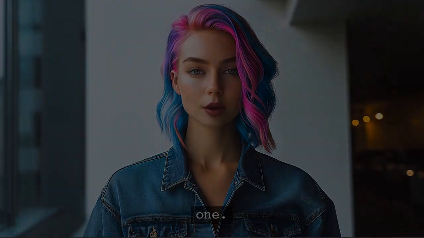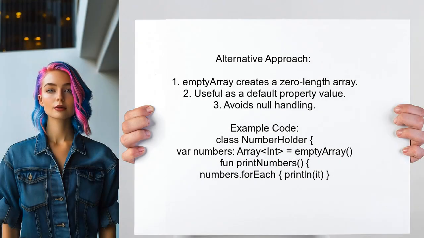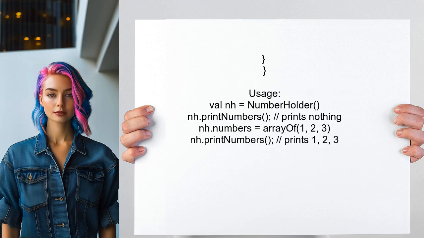Let's take a look at another one. This user explains that the emptyArray function in Kotlin creates an array with 0 length. While you can't store values or resize it, a common use is to set it as a default value for a property. This avoids dealing with null values later on, allowing safe iteration over the array.